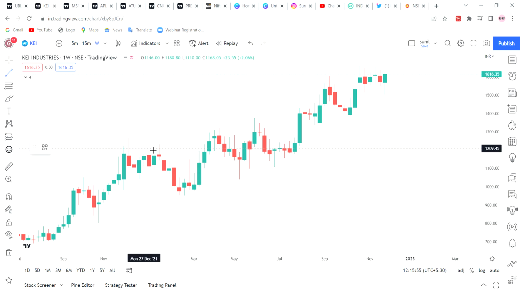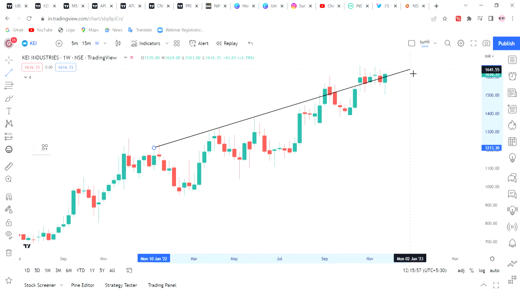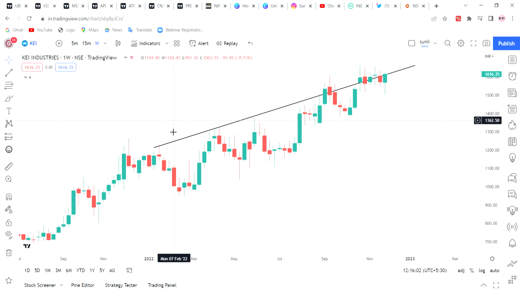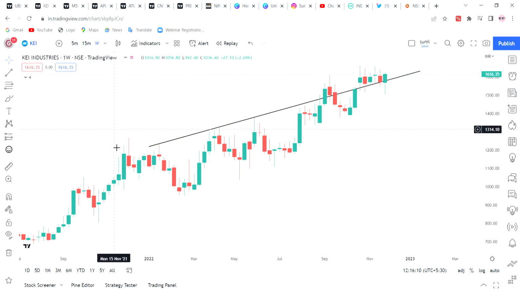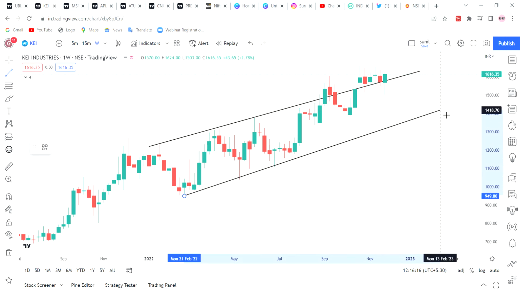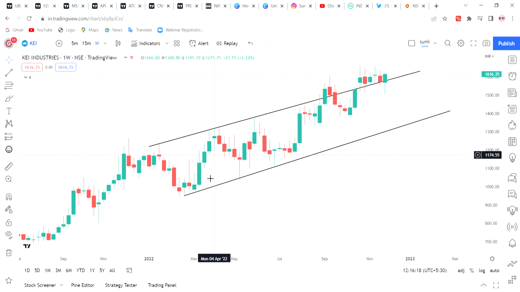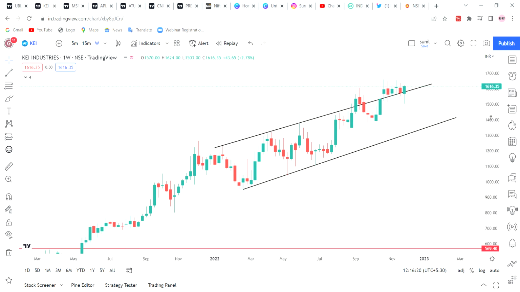And when it comes to here, see here, let's draw a trend line here. See how many of you can see this trend line, right? This is one trend line, and this will be the next trend line. See, this is perfect, right?